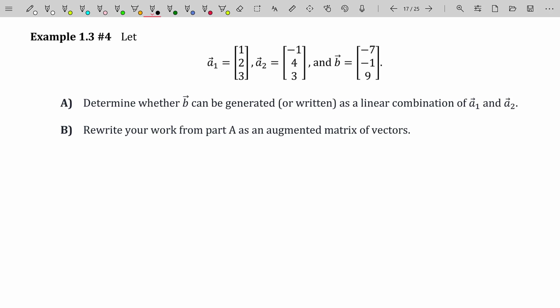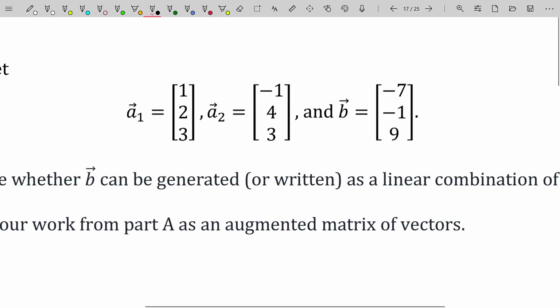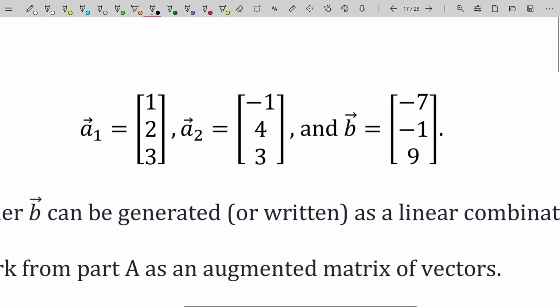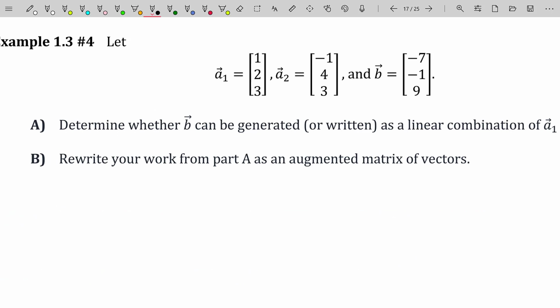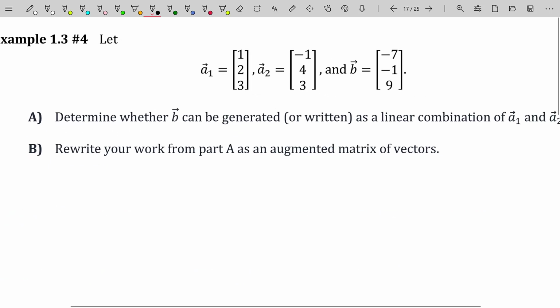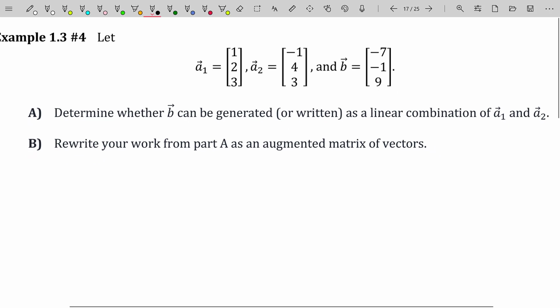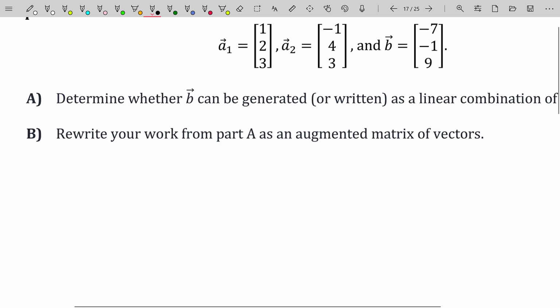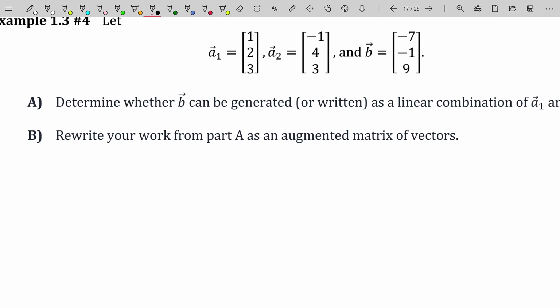3 vectors, a sub 1, a sub 2, and then the vector b. And we're being asked, determine whether b can be generated or written as a linear combination of the vectors a sub 1 and a sub 2. And then rewrite your work from part A as an augmented matrix of vectors. Well, part A totally belongs to the material we're learning right now. Part B is a preview of where we're going to be going in the future.